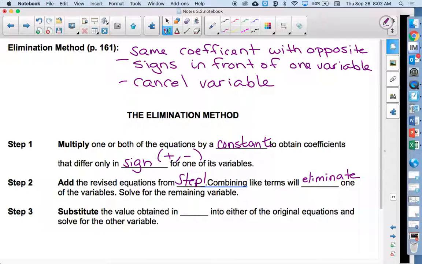And then of course you're going to substitute that answer that we had in step 2 to solve for the other variable. So we always need 2 answers here. We need an x and a y because it's an ordered pair where the lines are crossing. So elimination requires multiplying by a constant to have the same number in front, one with a plus, one with a minus. We add them vertically, combining like terms, and solve for the leftover variable.